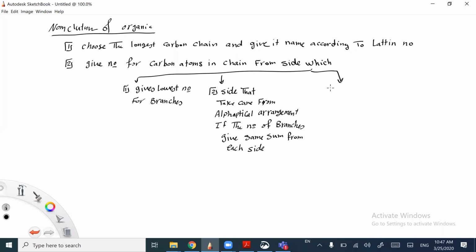Then number from the side near to the double or triple bond.